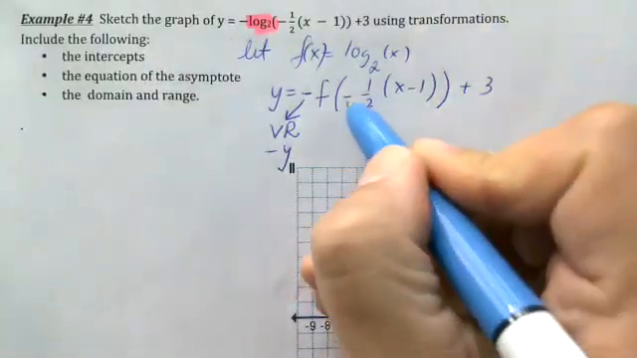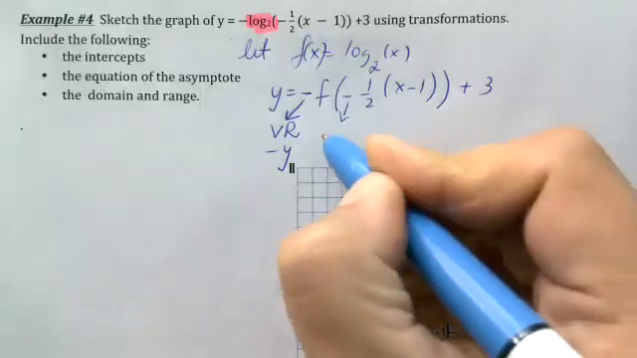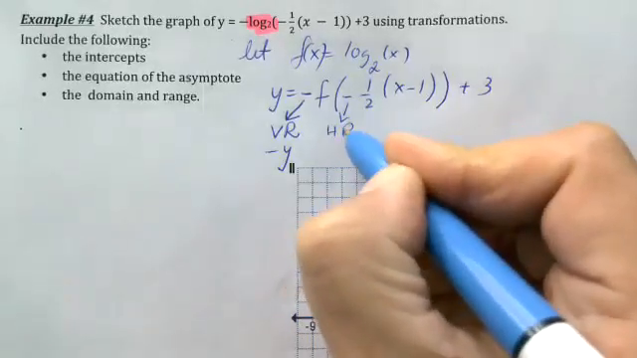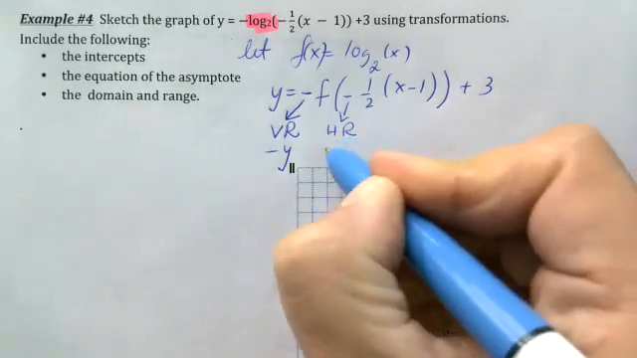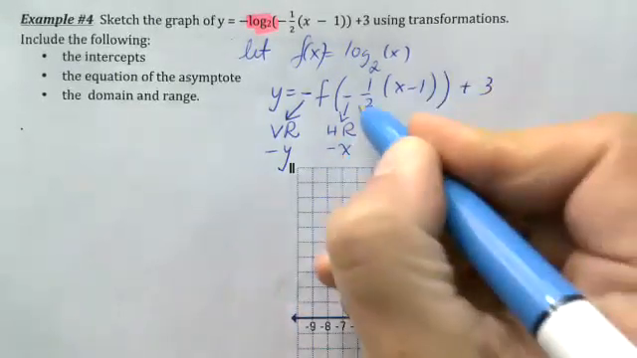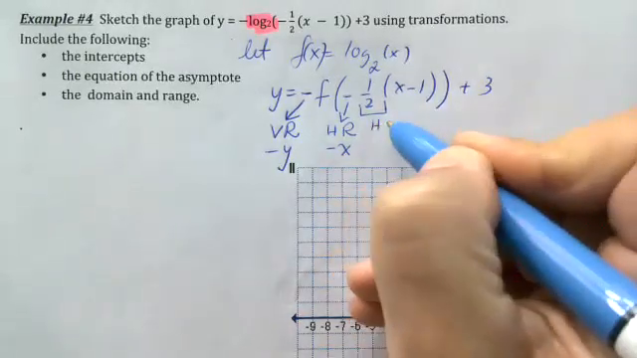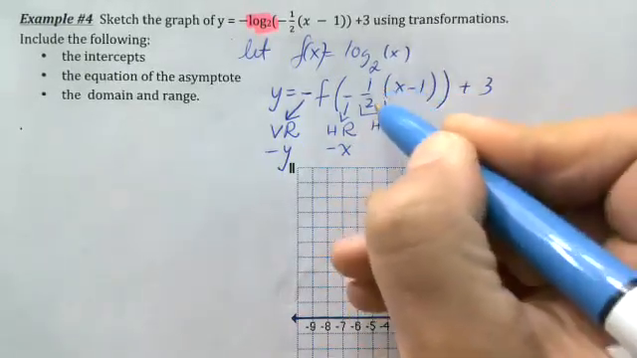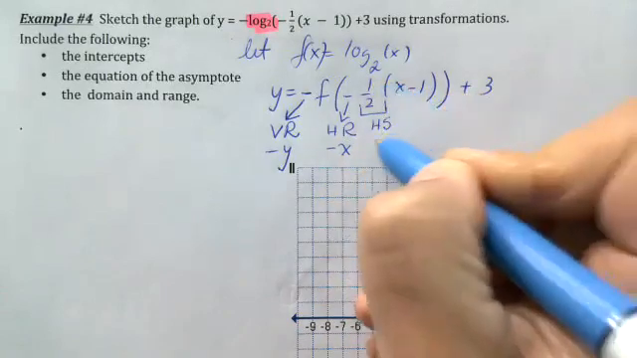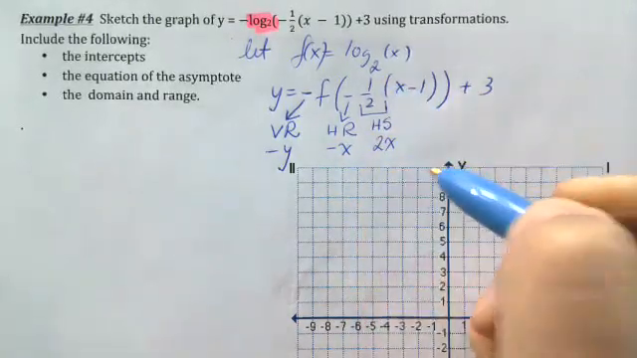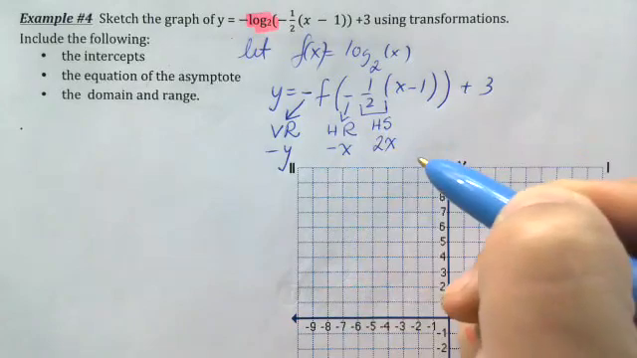Okay, so how about the negative for the b there? Horizontal reflection, so negative x. How about the b that's a half? Stretch, because what we have to do is take the reciprocal of that, which is 2 times x. So it's going to stretch the graph in the horizontal direction.